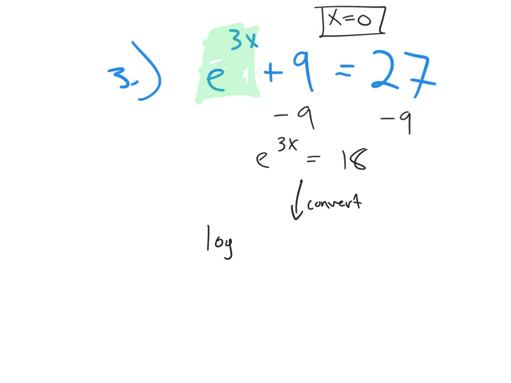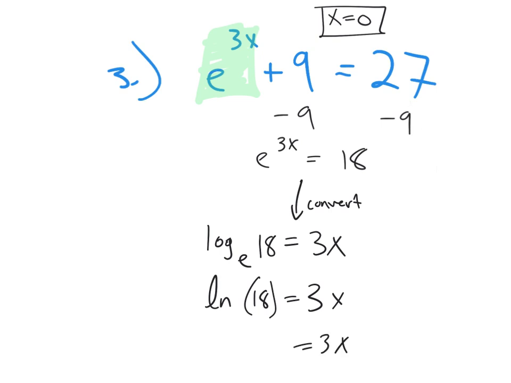We have log, what's the base in this case? E. What would the next value be? 18 equals the exponent 3x. So log base e is the same thing as a natural log. So really in your calculator, you're just going to plug in the natural log of 18, figure out what that number is, and then divide by 3. So what do you get when you plug that into your calculator?